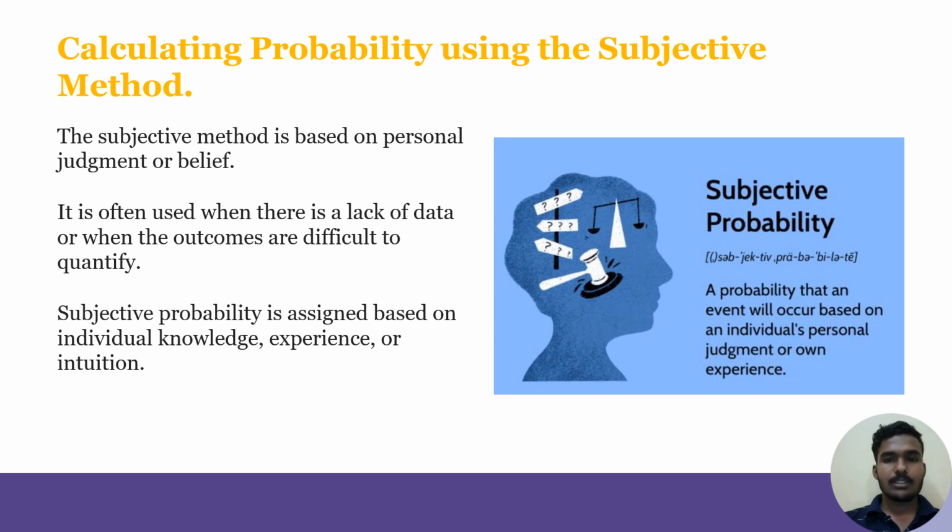Calculating probability using the subjective method. The subjective method is based on personal judgment or belief. It is often used when there is a lack of data or when the outcomes are difficult to quantify. Subjective probability is assigned based on individual knowledge, experience, or intuition.